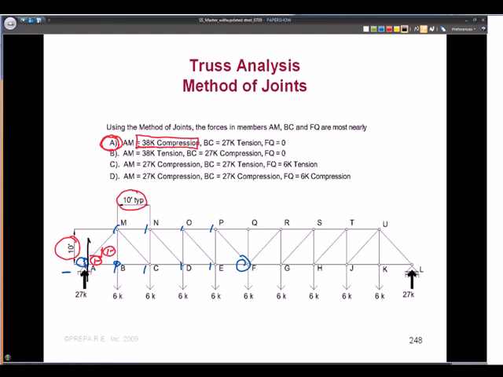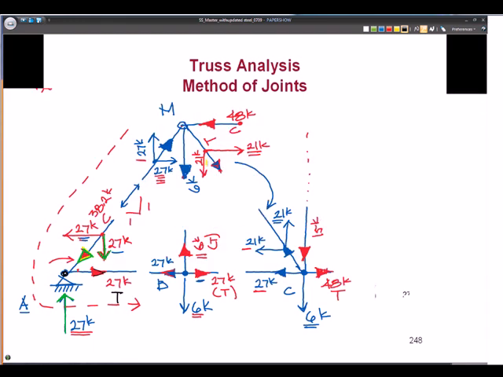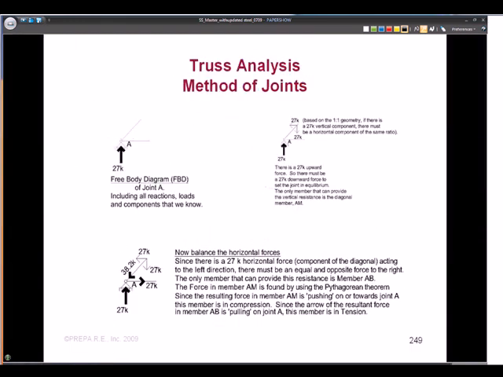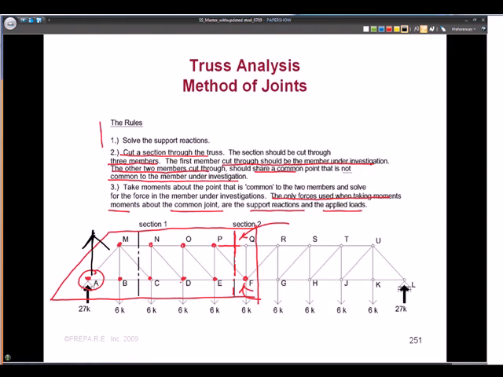I'm on the wrong page in my book. I need to go to page 252. Okay.